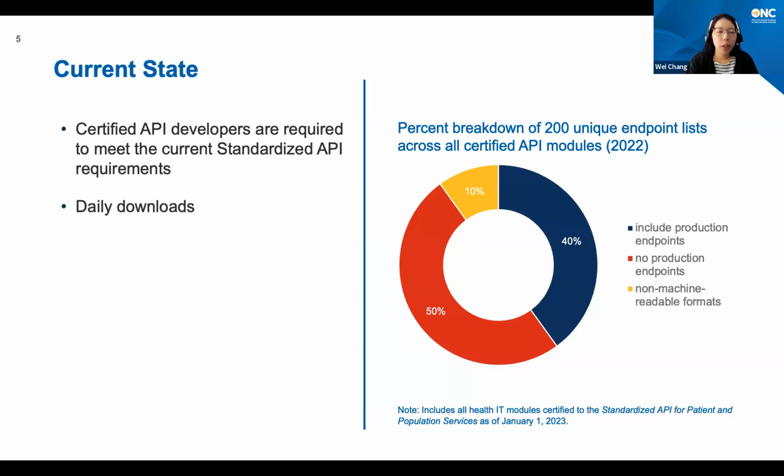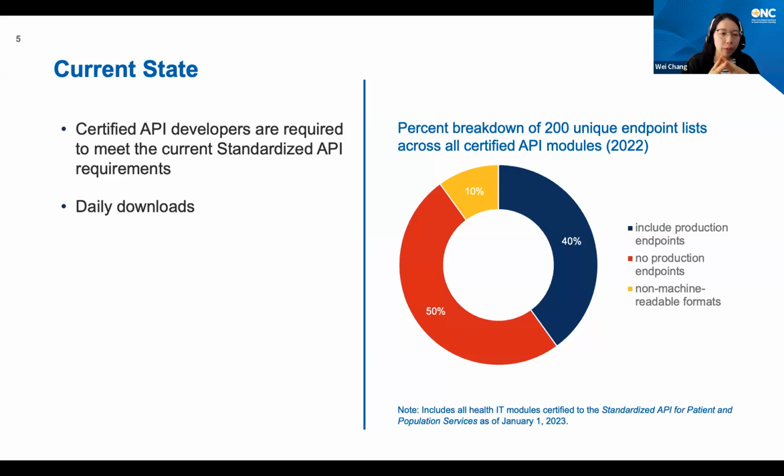So what does the current state of Lantern look like? As part of ONC's Health IT certification program's requirements, developers are required to certify health IT to the standardized API for patient and population services criterion in order to meet service-based URL publication requirement. And as those certificates are updated and published, Lantern has tracked and documented how developers are meeting this requirement.